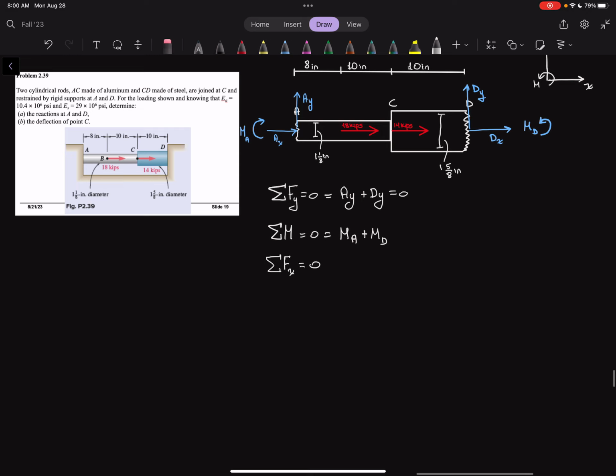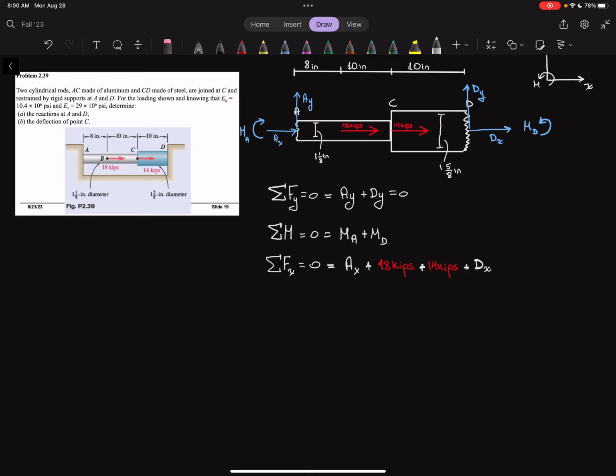That also has to be equal to 0 because this beam is not moving, right? So what do we have? Well, we have an AX in the positive direction plus an 18 kips here, plus we have another 14 kips, plus DX. Okay, and that's it. Now we do have applied forces, which means that these reaction forces are going to react and they're not going to have a value of 0.